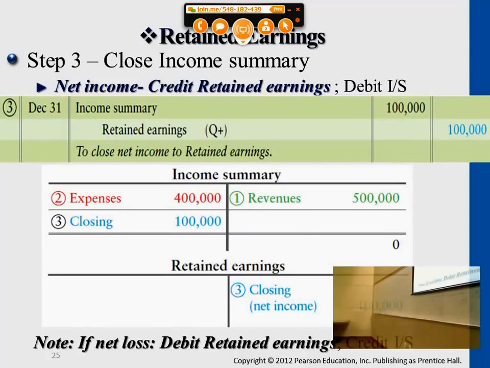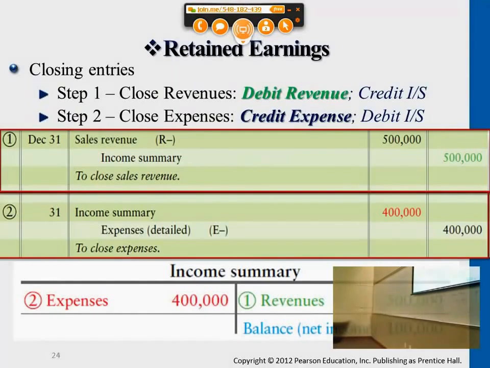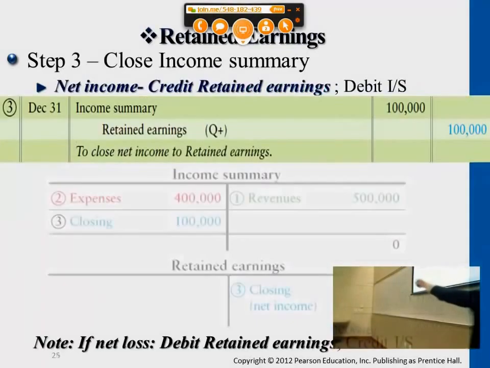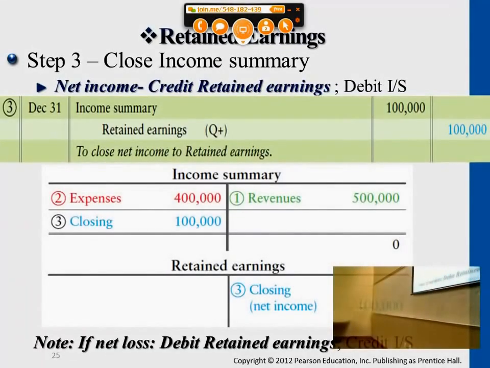Which one? It's on the debit side because earlier we had net income here, and if we want to close out this, then we will be posting it to this side. Okay? And then also retained earnings increases, so retained earnings definitely is on the credit side.